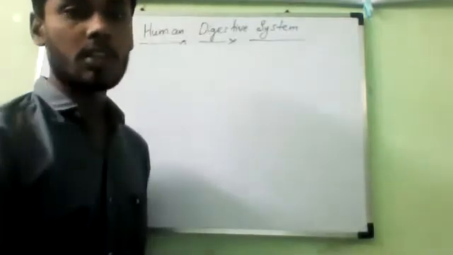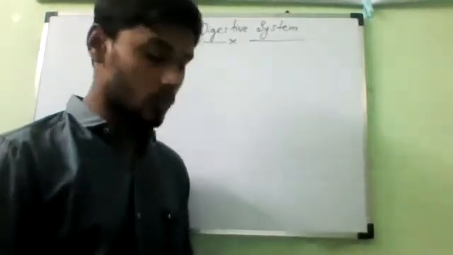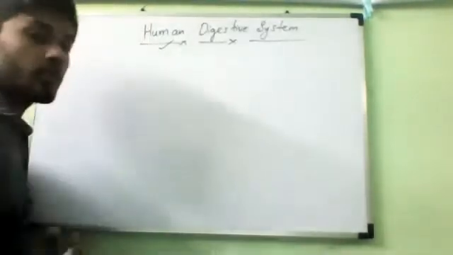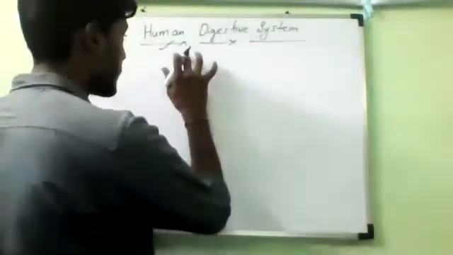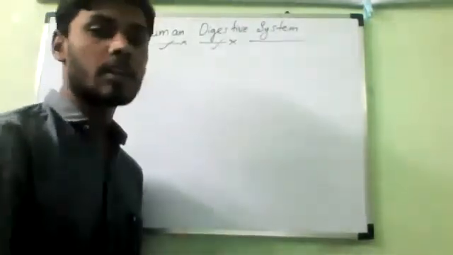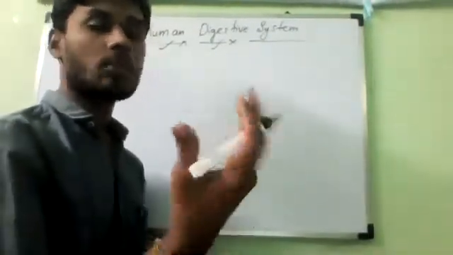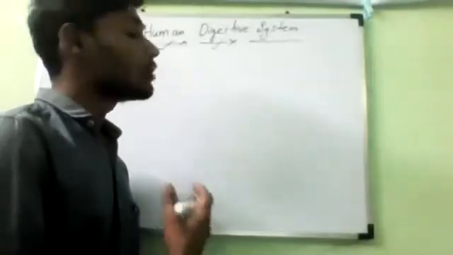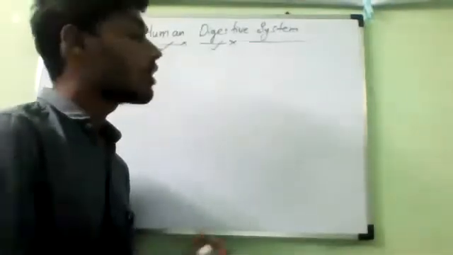Nutrition in human beings will take place through the human digestive system. All the digestive processes, all the nutrition processes will take place there. Like that, in a cow it takes place in the cow digestive system, in a dog, the dog digestive system, and like that it is in humans.